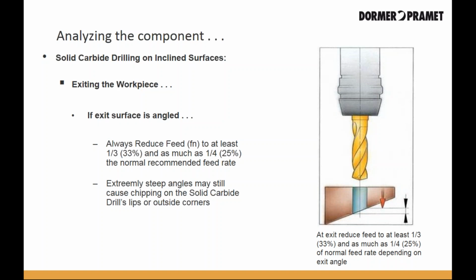Another of the variables you will encounter is exiting on inclined surfaces. Using a solid carbide drill, you should again reduce the feed rate to at least 1/3 and up to 1/4 the recommended feed rate just before the drill starts to break through. As always, use the shortest drill possible, and that will also help with this scenario. Very steep angles can still cause chipping even with the reduced feed rate.